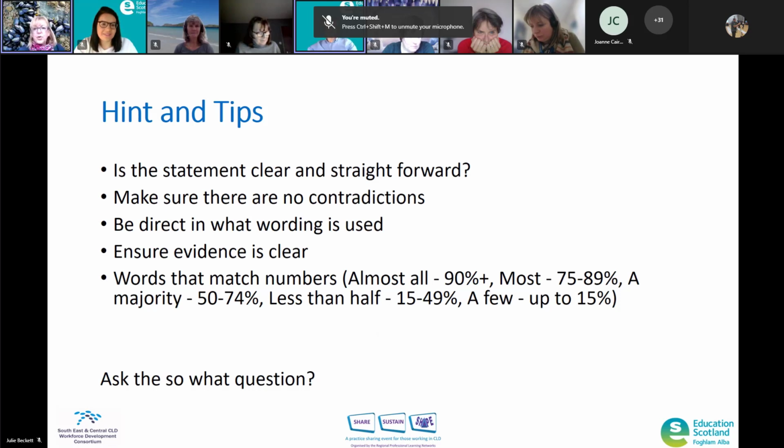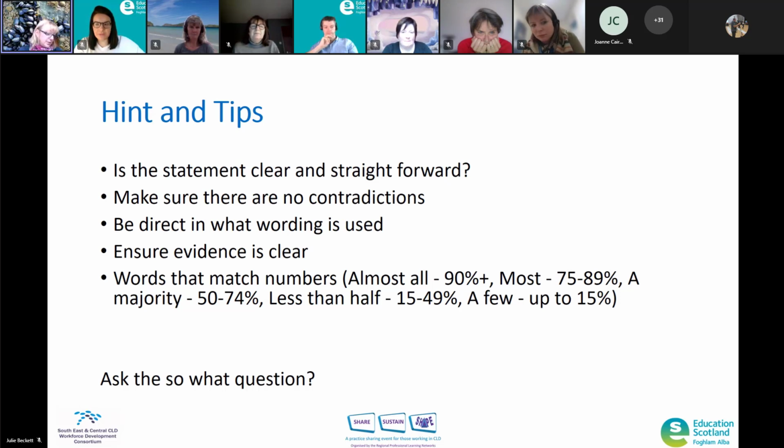Yeah, and carrying on from what Jamie's saying, this was shared by an Education Scotland colleague as well, about their hints and tips that sum up the core elements. So is the statement clear and straightforward? If you gave your piece of writing to a colleague, would they be able to tell the value of it?